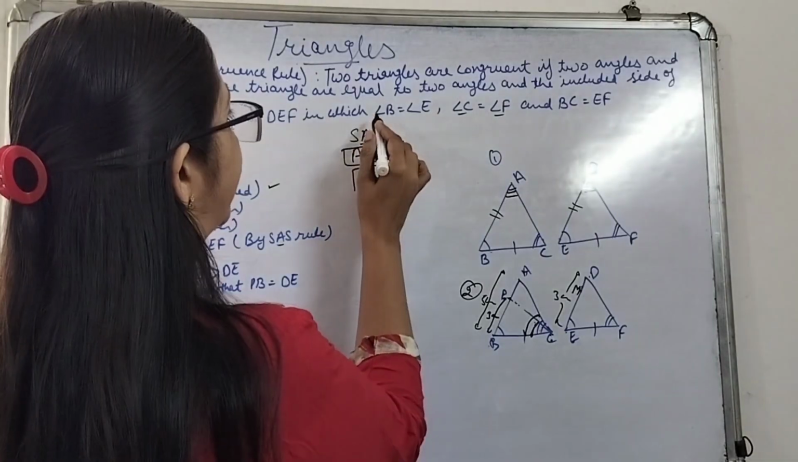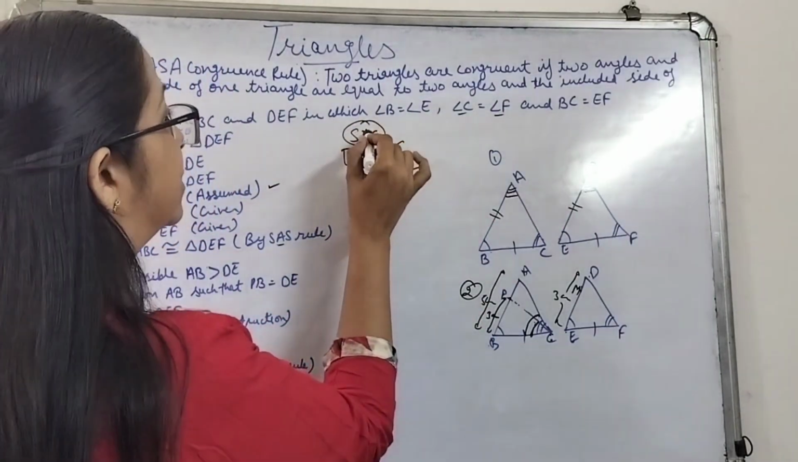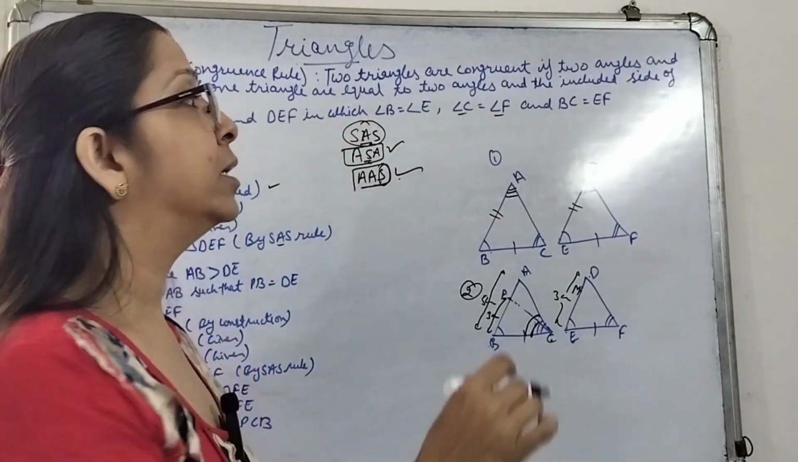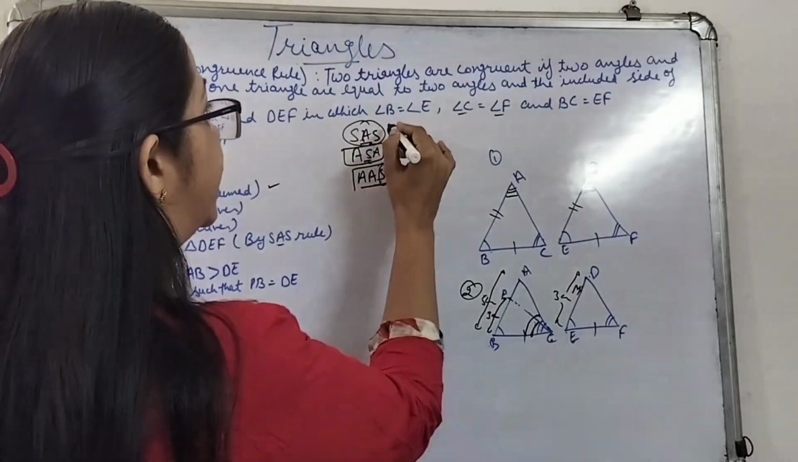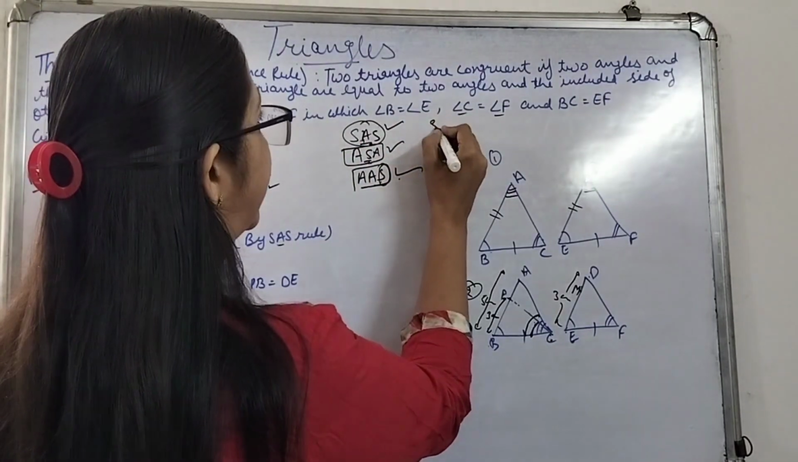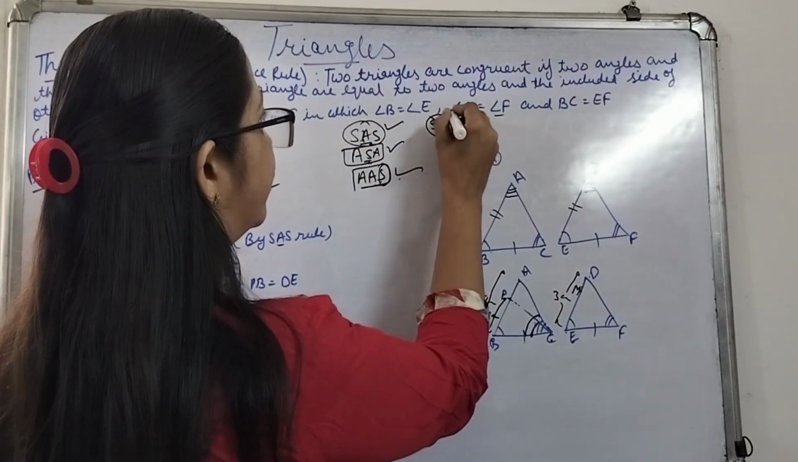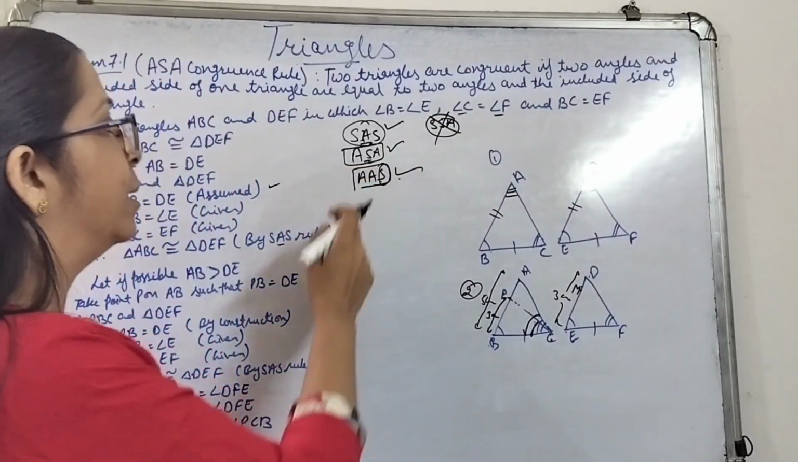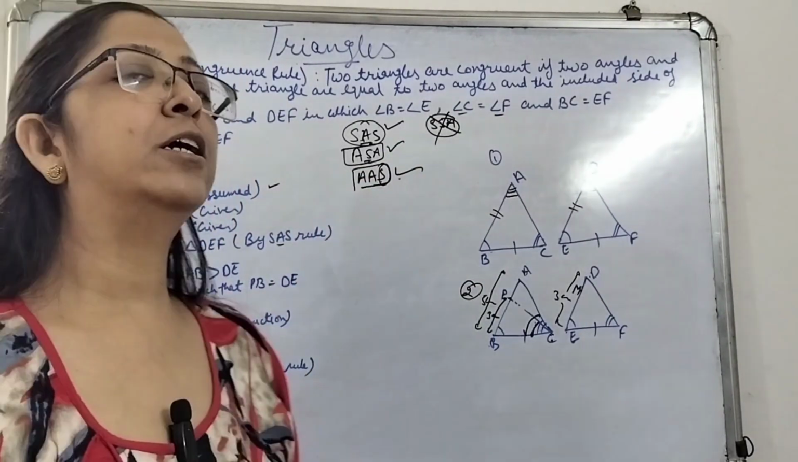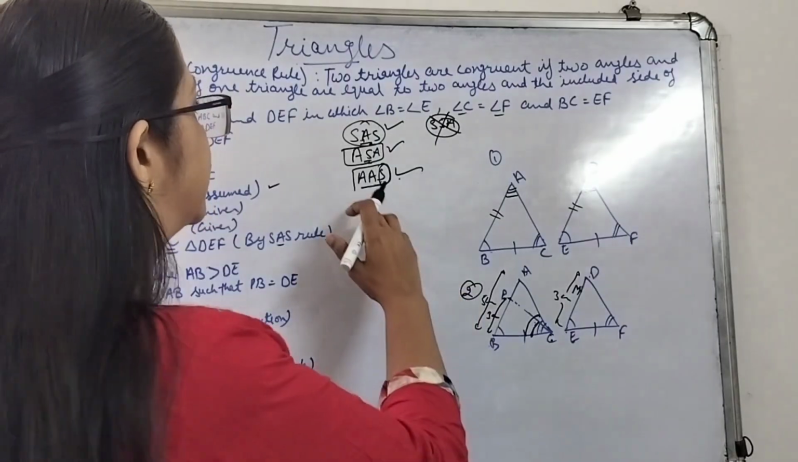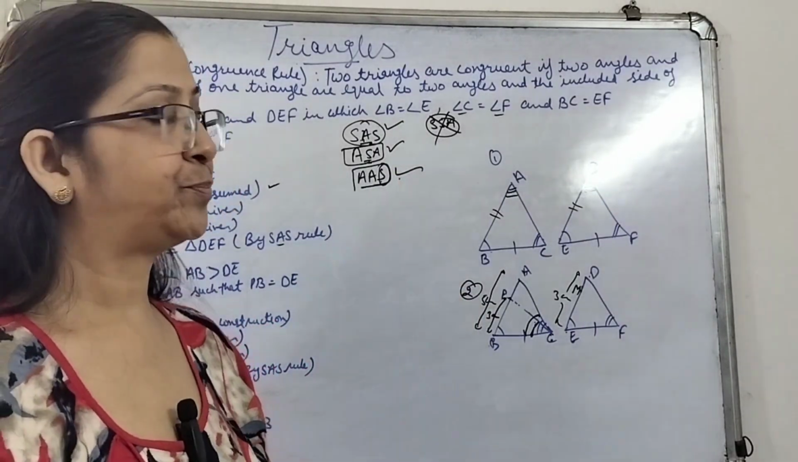So this is like, as we were saying in your SAS, the angle must compulsorily be the included angle, right? It is working, but SSA does not work. But here in this case, because if two angles are equal, the third will automatically be equal, that's the reason this even works.